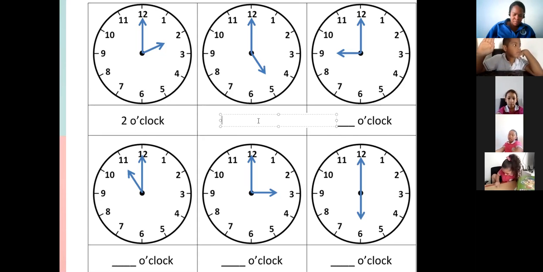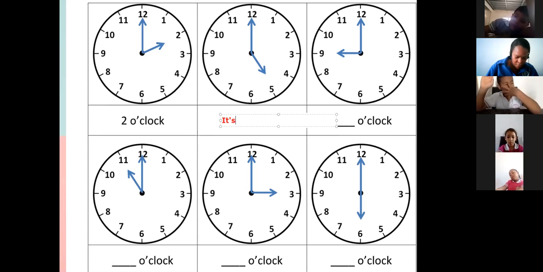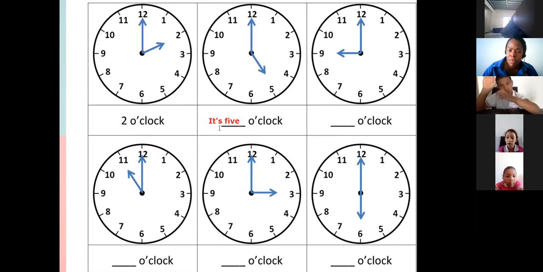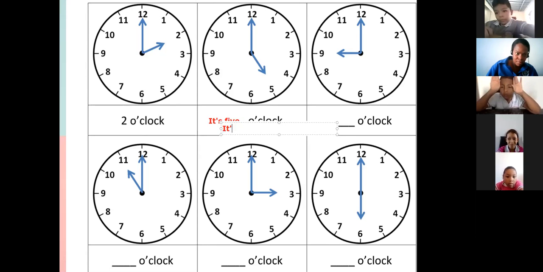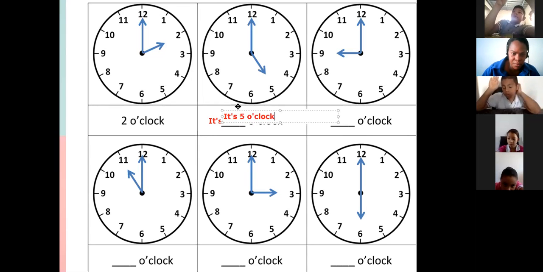O'clock. Say it. It's 5 o'clock. Okay, it's 5 o'clock or it's five o'clock. It's correct too.